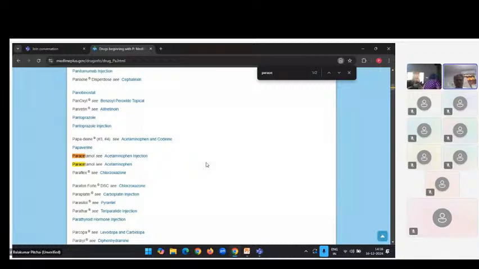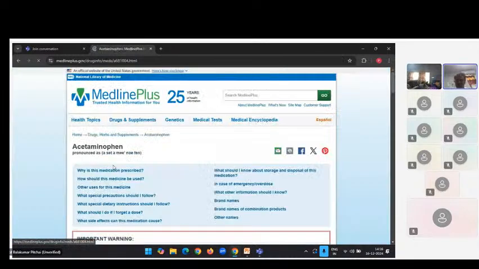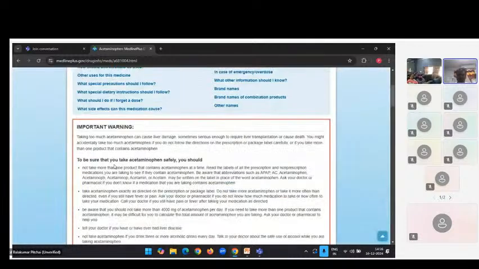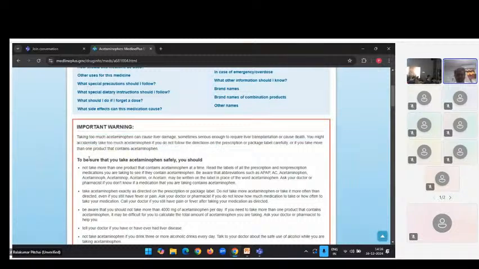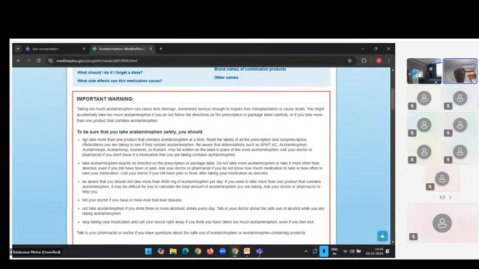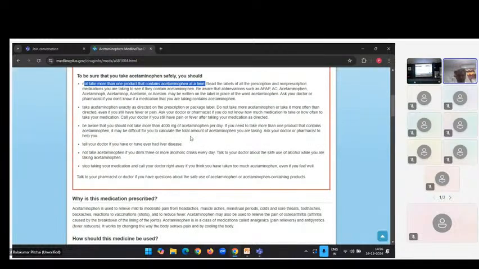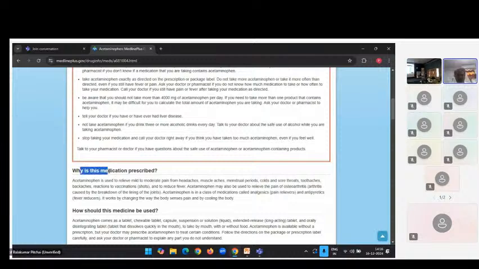Paracetamol, okay, see, this is paracetamol, acetaminophen. What kind of information do they provide? Immediately, a warning. Taking too much acetaminophen can cause liver damage, sometimes serious enough to require liver transplantation or cause death. You might accidentally take too much acetaminophen if you do not follow the directions. To be sure that you take acetaminophen safely, you should not take more than one product that contains acetaminophen at a time. So see the information. And why is this medication prescribed?